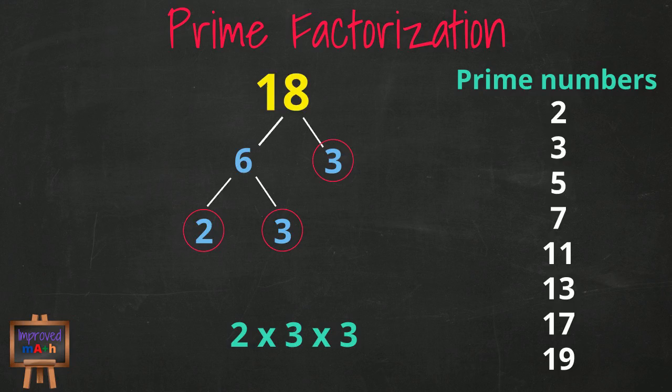If you wanted to get really fancy, you could also write the prime factorization of 18 as being 2 times 3 squared, as there are 2 3's in our prime factorization.